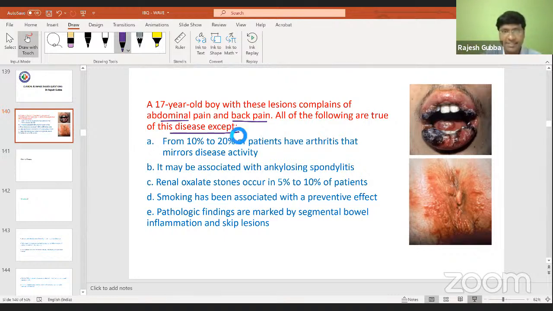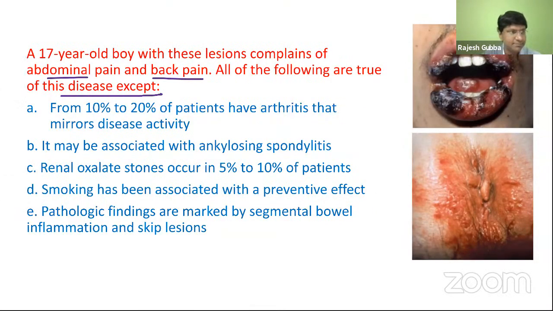Right, so we got one particular answer. Very good, Shabnam Khan. Shabnam Khan has answered it correctly. The answer here is smoking has been associated with a preventive effect. This is the false statement. See, the question asked is except, that means which is the false statement is the question being asked. The false statement here is that smoking has been associated with a preventive effect.